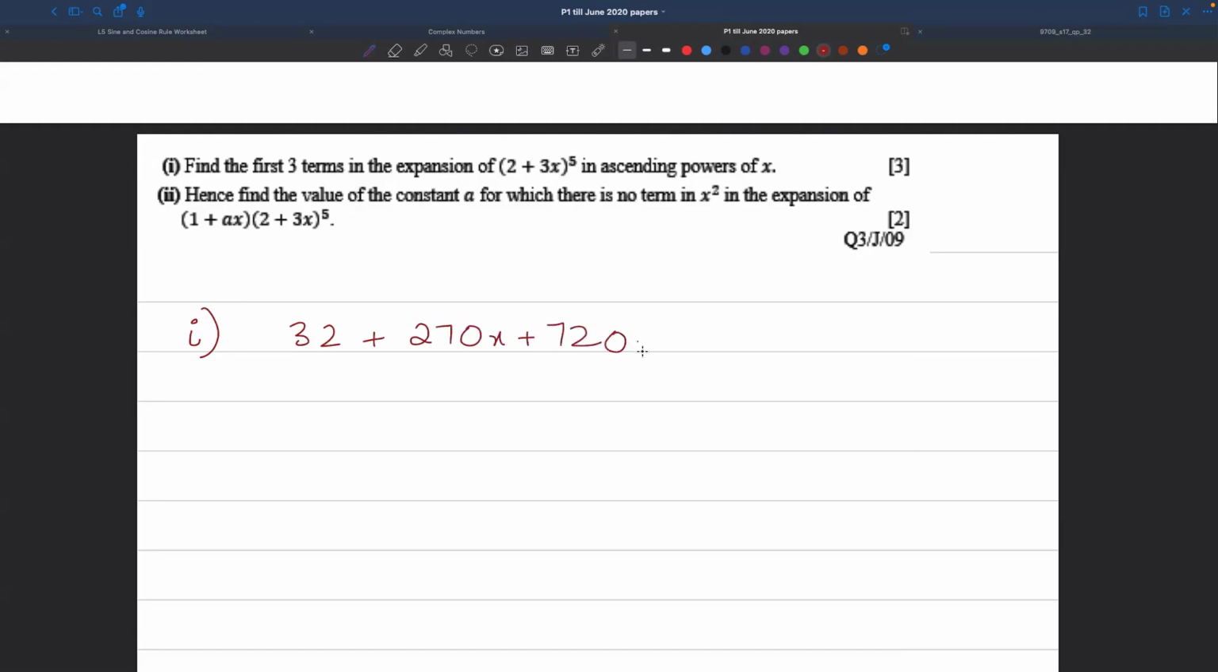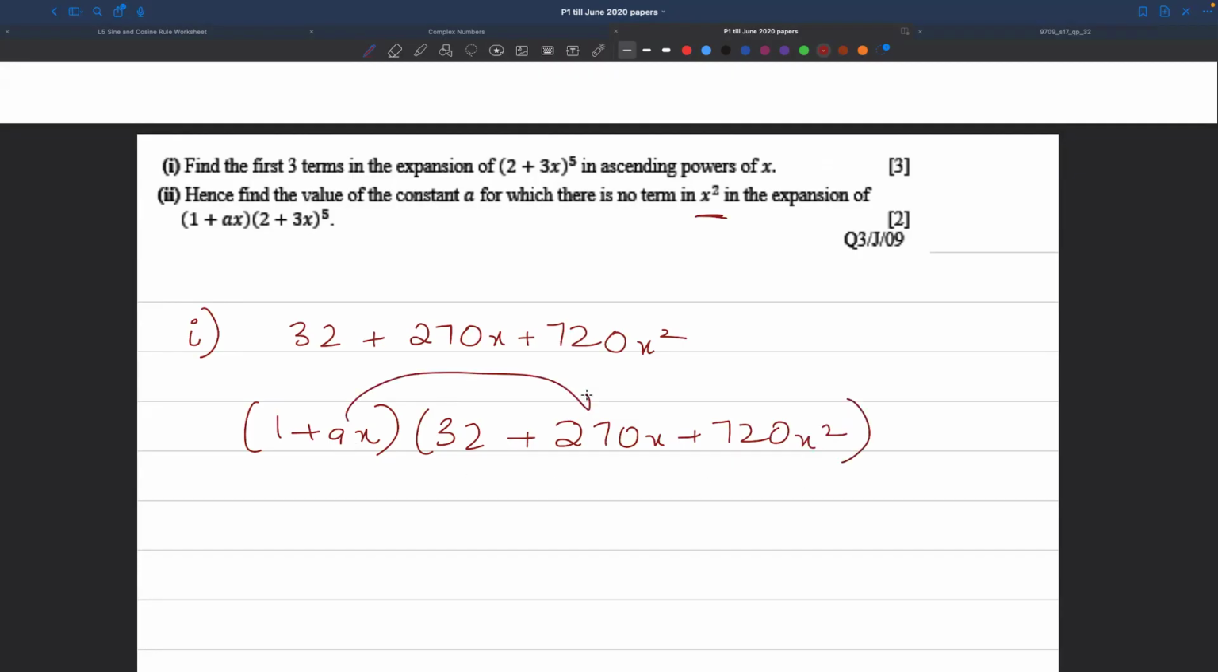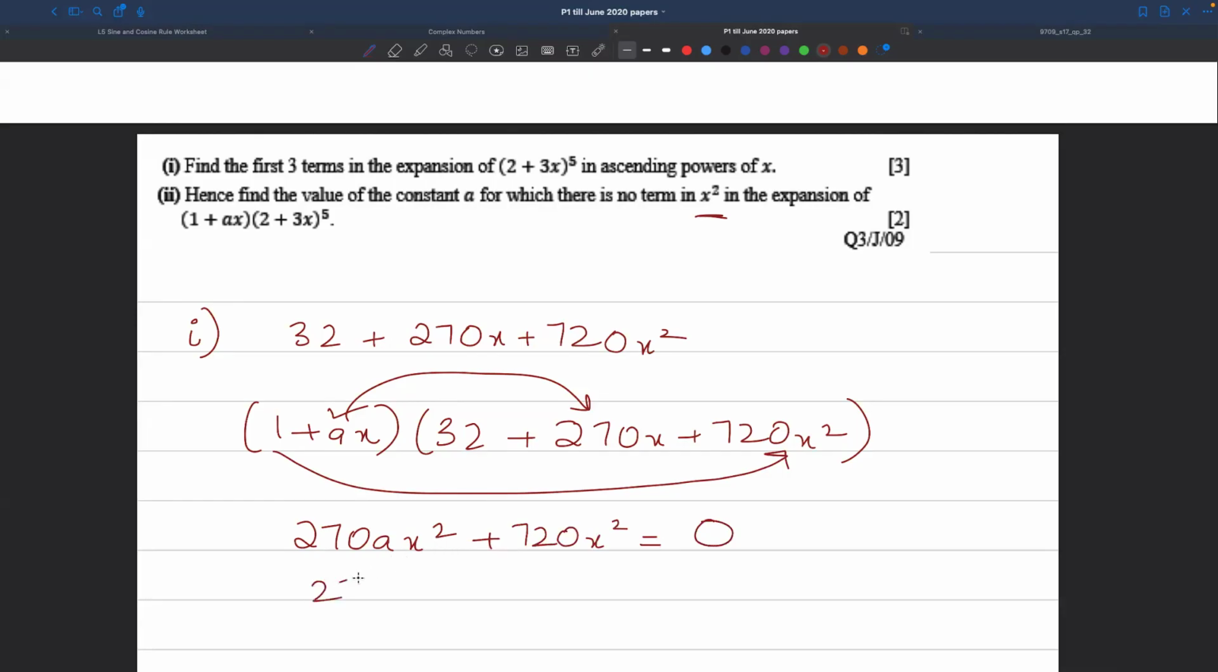Now 1 plus ax is very easy. Look, 32 plus 270x plus 720x square. There is no term in x square. It means, first of all, what terms will make x square? This and this, right? So 270ax square and 1 and this, right? So plus 720x square is equal to what? 0. Done. So 270a plus 720 is equal to 0.